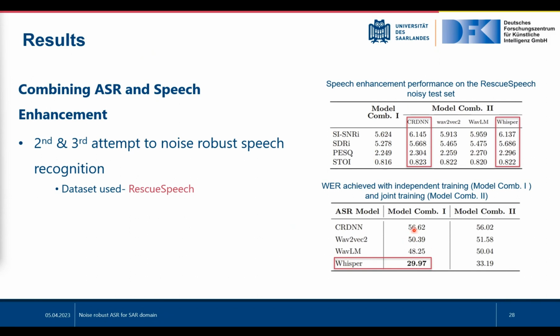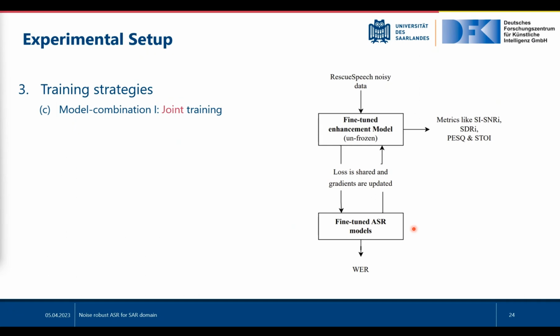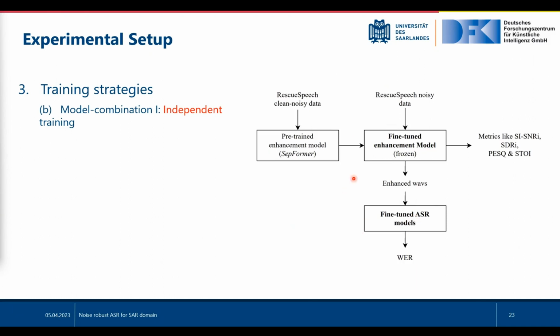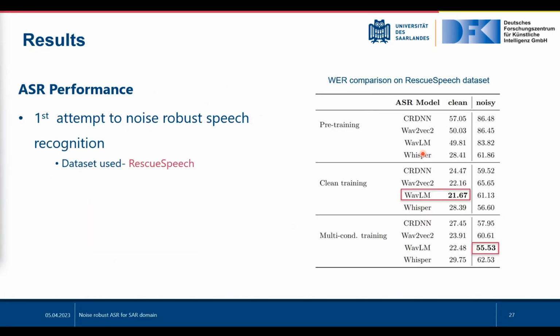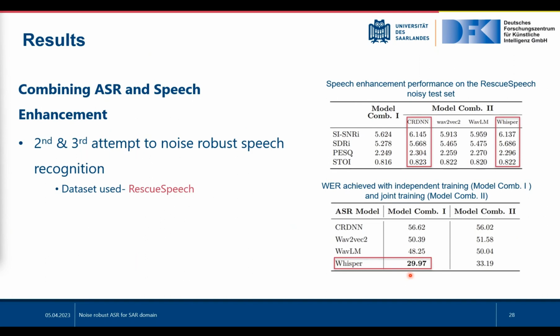Then we compare the final speech recognition output for all the models that we have here, and conclude that the independent training approach, the model combination 1, is indeed better than joint training. We basically conclude that the enhanced output from the frozen enhancement model is better compared to the unfrozen one. We mean to say that the model with the enhancement model unfrozen emits enhanced speech, but that is not suitable for the ASR. So this training strategy is the best performing, with the ASR model being Whisper and the frozen enhancement model being SepFormer. The best word error rate that we have is 30%.